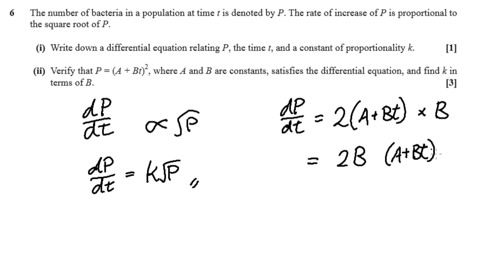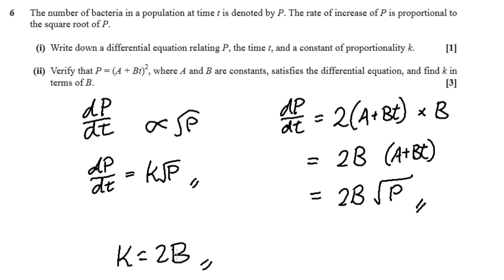And guess what a plus bt is? To our surprise, not really. It's just root p. And so we have a satisfactory solution. dp by dt is 2b root p. It's proportional to root p, and k is 2b. Make sure you write this down or you won't get the mark.